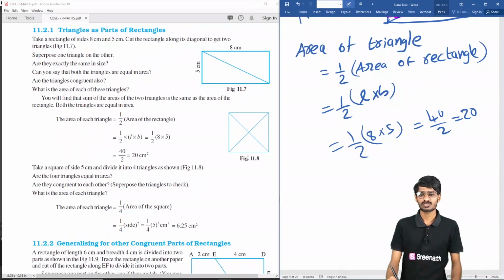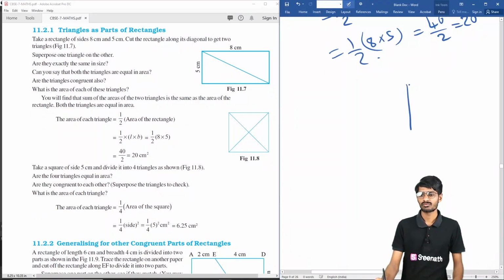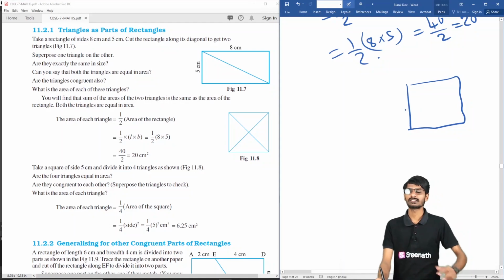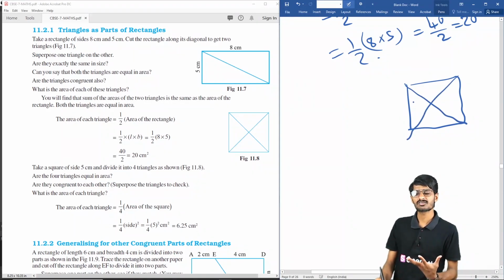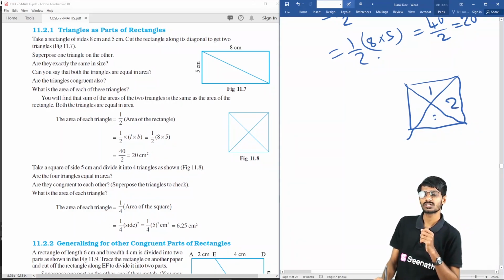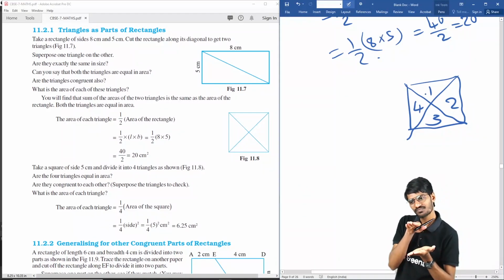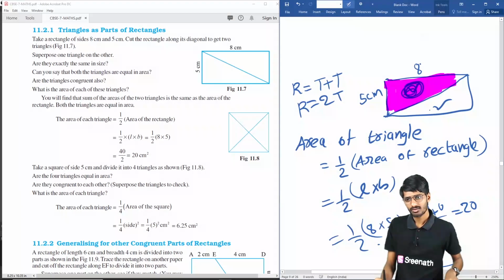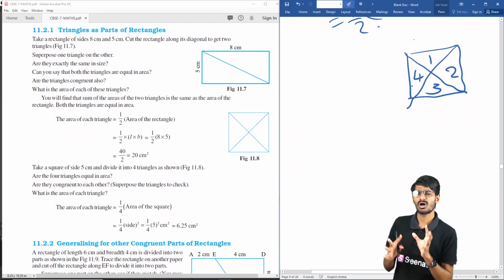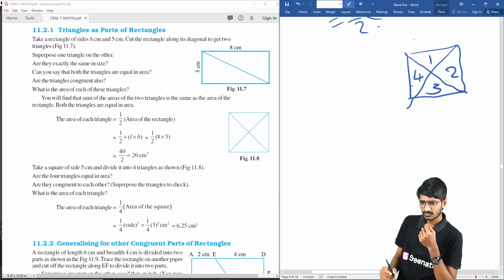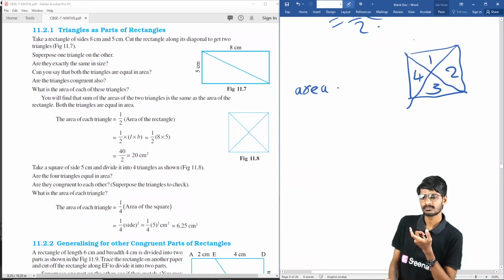Now coming to the square. If you draw the diagonals, this diagonal and this diagonal, they will divide the square into 4 triangles. If you place them one over the other, all are congruent, same shape, same size. In the rectangle we got only 2 triangles. Here we are getting 4, and all are the same. So what is the area of each triangle?